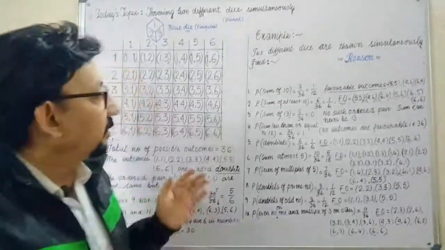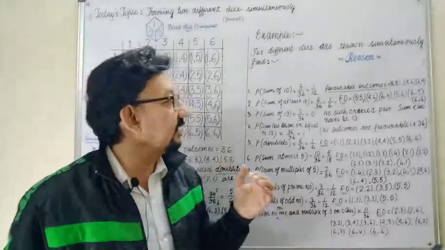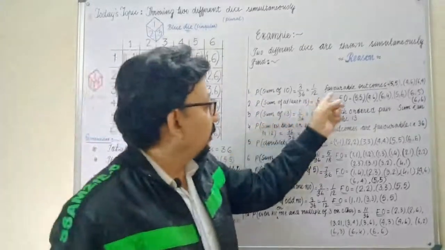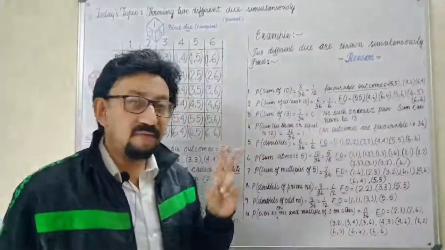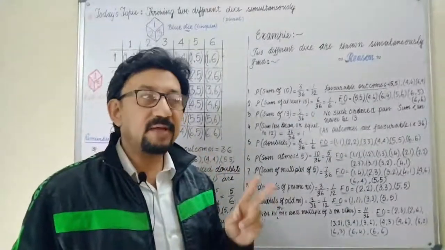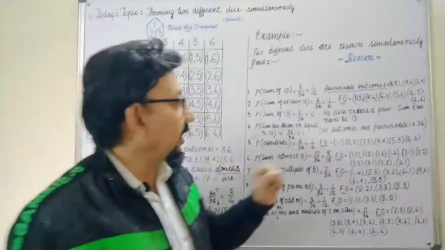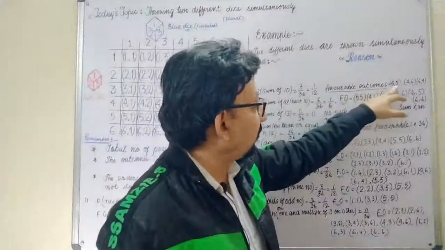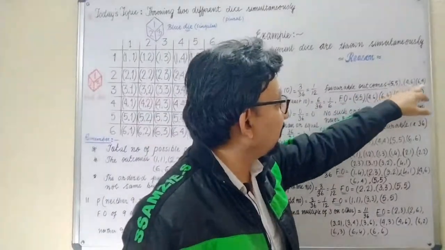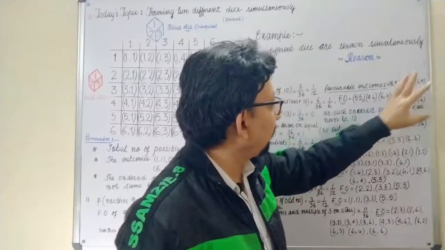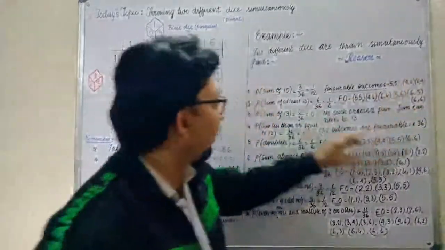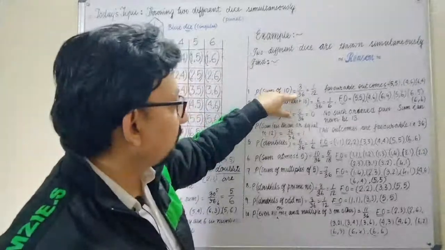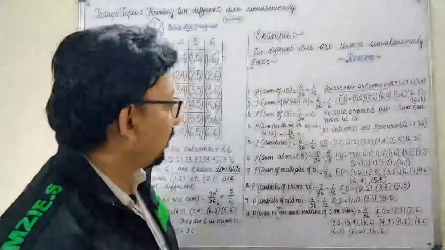Two different dice are thrown simultaneously. Find the probability of a sum of 10. Now, you know the probability of an event is favorable outcomes by total outcomes. This is the formula. In this case, for a sum of 10, the favorable outcomes are (5,5), (4,6), (6,4). 5 plus 5 is 10, 4 plus 6 is 10, 6 plus 4 is 10. So 3 outcomes are there out of 36 outcomes. Favorable outcomes 3 and total outcomes 36, so 3 by 36 is equal to 1 by 12 after cancellation.